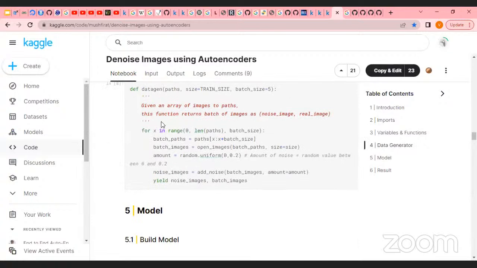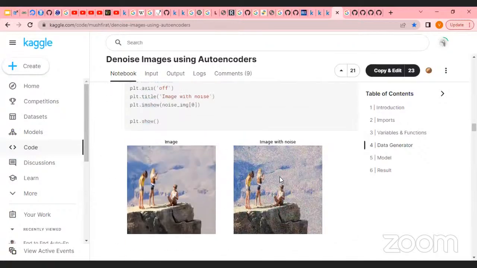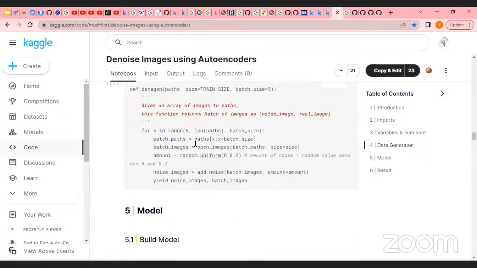Then we have to create a data generator, the way we also created yesterday. The data generator accesses the path, loops through each and every image, resizes it, and then gives it back with an amount of noise. I take the image, add image noise, and then return the image. That task is done.